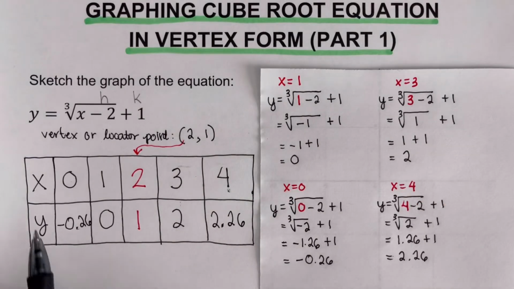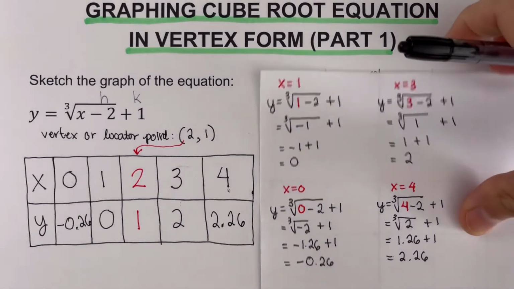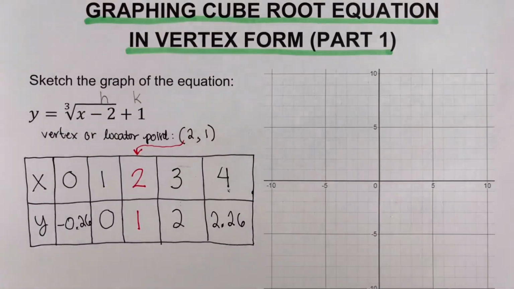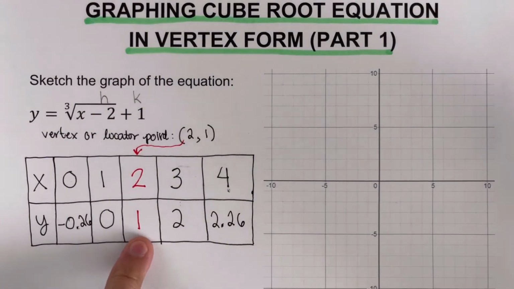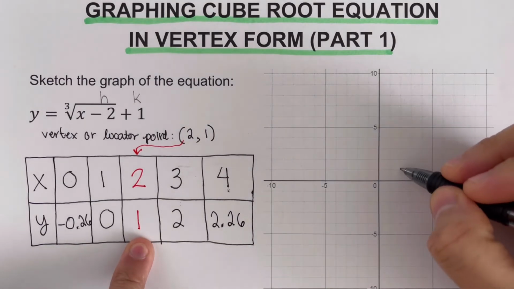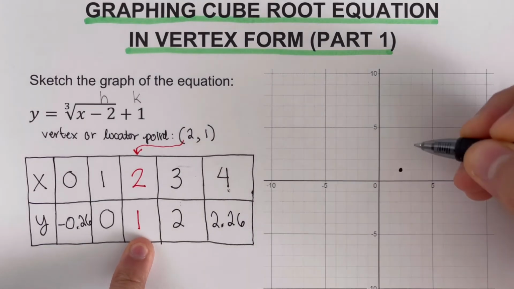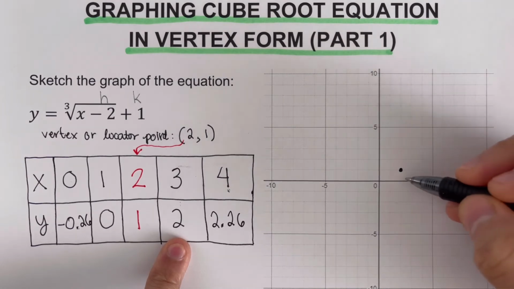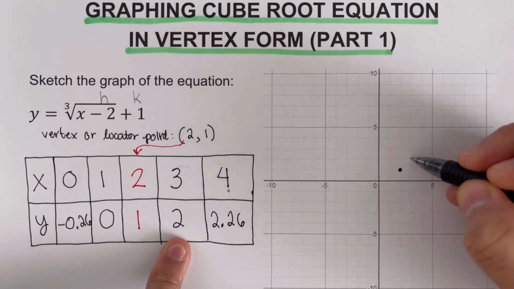Okay, so this is the table that we're going to use in order that we can graph this equation right here. And this is the work that we have here. So the next step is to sketch the graph of this equation. So we're going to start with the locator point that's going to be on 2 and 1. So this is our first dot. And we have 3 and 2. So 1, 2, 3. Then we go up 2.